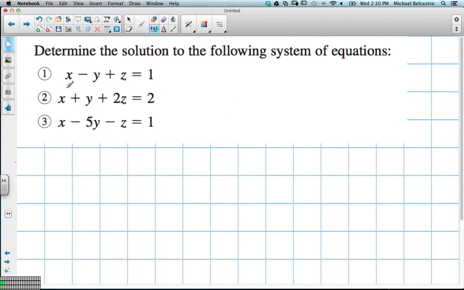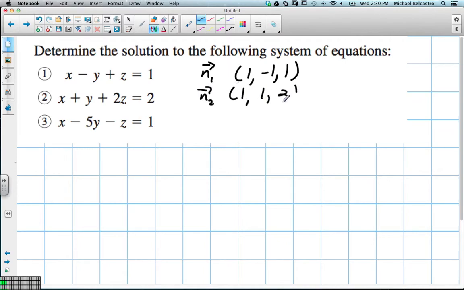So we take a look. Because these are the scalar equations, we know we can find the normals to these by just looking at the coefficients in front of the variables. And if a normal is parallel to another normal, that means the planes must be parallel also. So I'm just going to write out the 3 normals. Normal 1 is 1, -1, 1. Normal 2 is 1, 1, 2. And normal 3 is 1, -5, -1. Quickly looking at this, none of these are parallel.